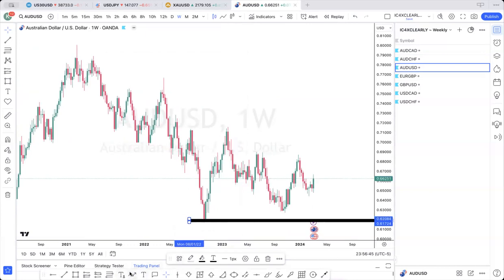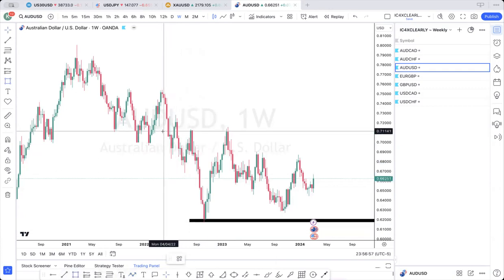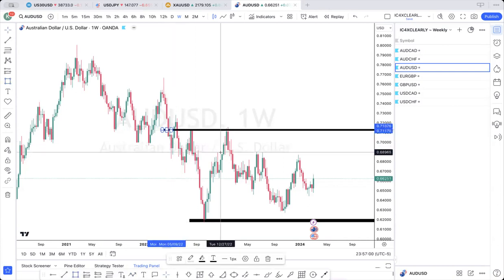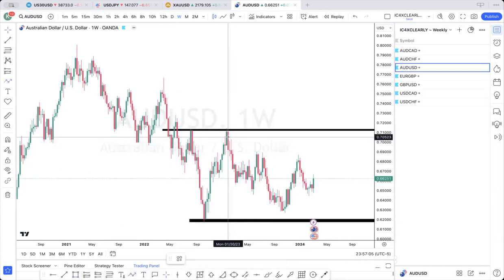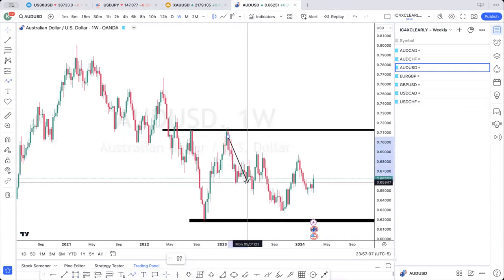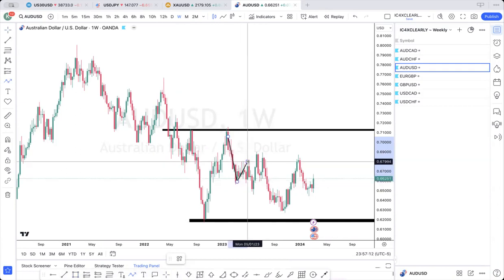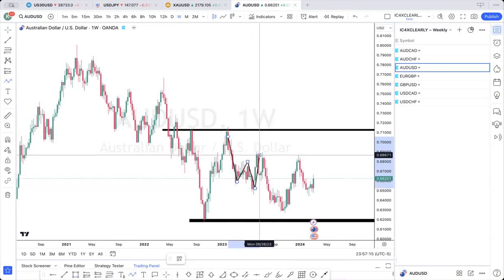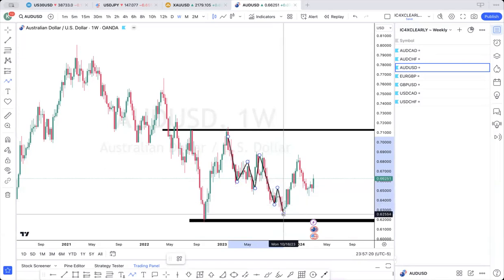So let me look at market structure. We have this structure here. This is the high and this is the low. So let me just mark up the high and mark up the low. As you can see, that's a key level there. And then let's look at market structure. Price broke here. Price broke, pulled back a little bit, broke, pulled back, broke structure again, got a little pullback, broke structure.